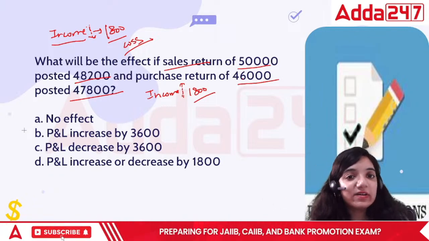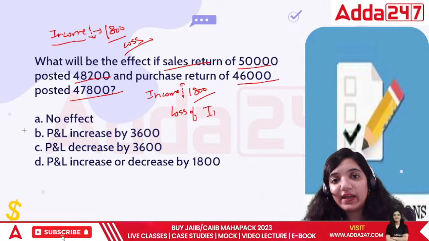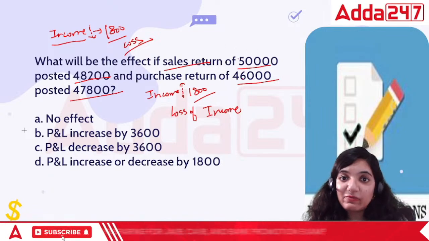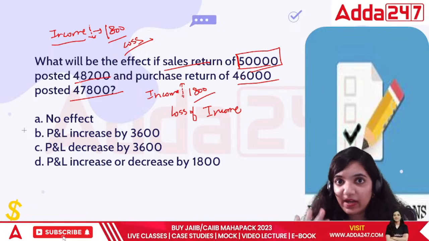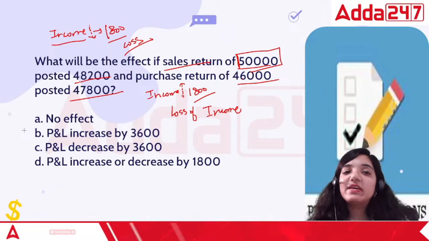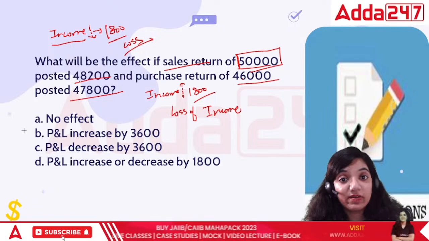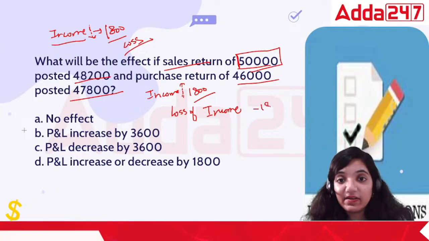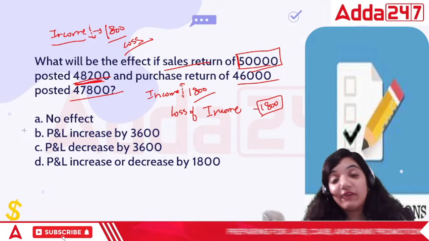I have lost income, so my loss of income is a loss of income. I thought I had got 50,000 rupees. I was supposed to get 50,000 back, but I have shown less loss. Correct? That means I have to book more loss. What will be the effect if the sales return of 50,000 is posted as 48,200? That means I have booked a loss of 1,800, which is lesser. I haven't booked this part yet, so I have to book my loss.